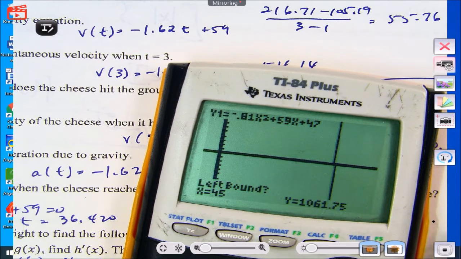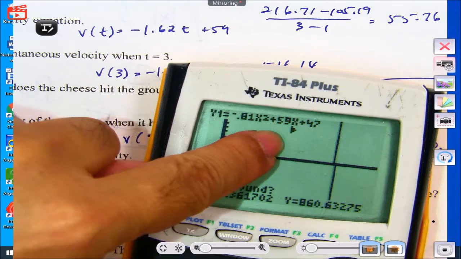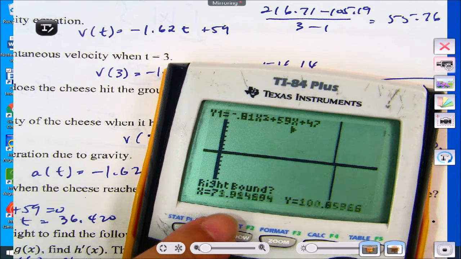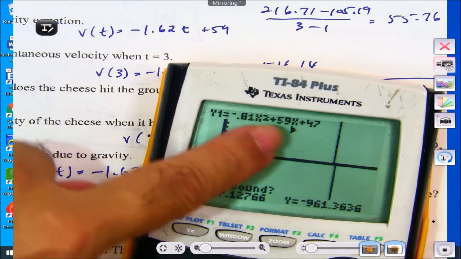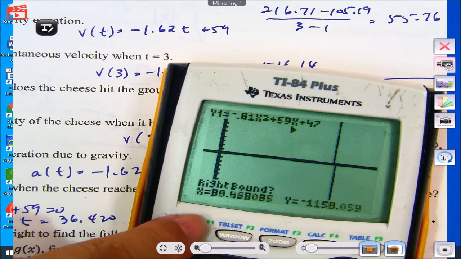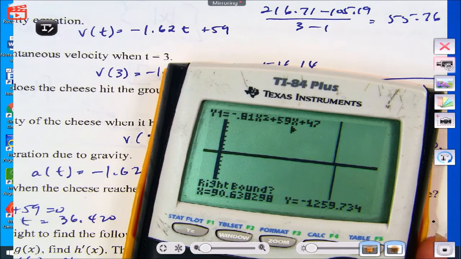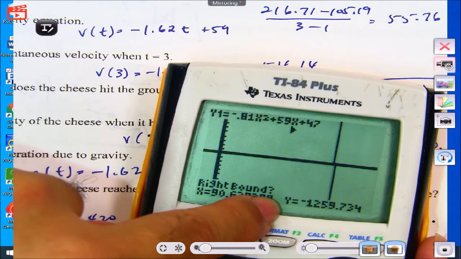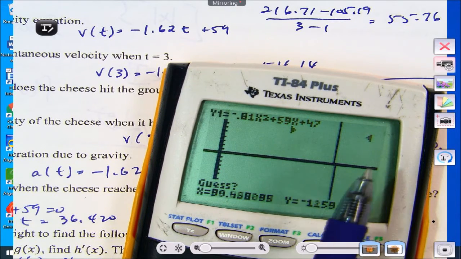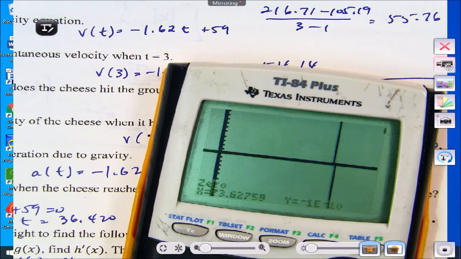Left bound, I have x equals 45, that sounds good. And then right bound, I just pressed enter way over here. Now I want x to be on the other side of that, close to 100. If this is 45, then this is about 80-ish, so I'm going to go higher than that, like 90. Or you can just pay attention to the y values and not go that far. Press enter on that, then go a little bit towards the center, and press enter. And it gives me 73.6275 now.